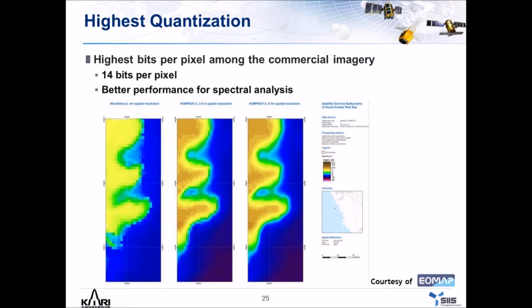So this figure shows the result of the sequence method using satellite images. The first one is a result of the WorldView-2 4 meter multispectral data, and the second one is a Kompsat-3 2.8 meter multispectral data result. So you can see how Kompsat-3 can deliver the detailed steps of the change of the depths.